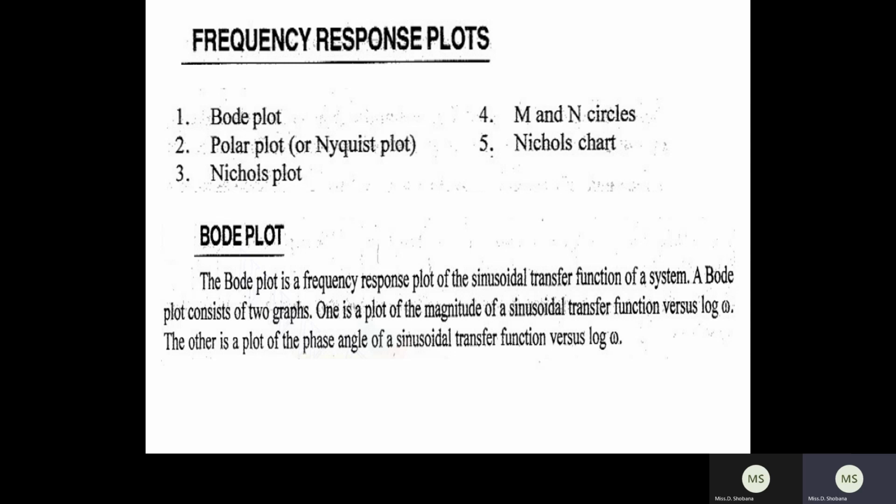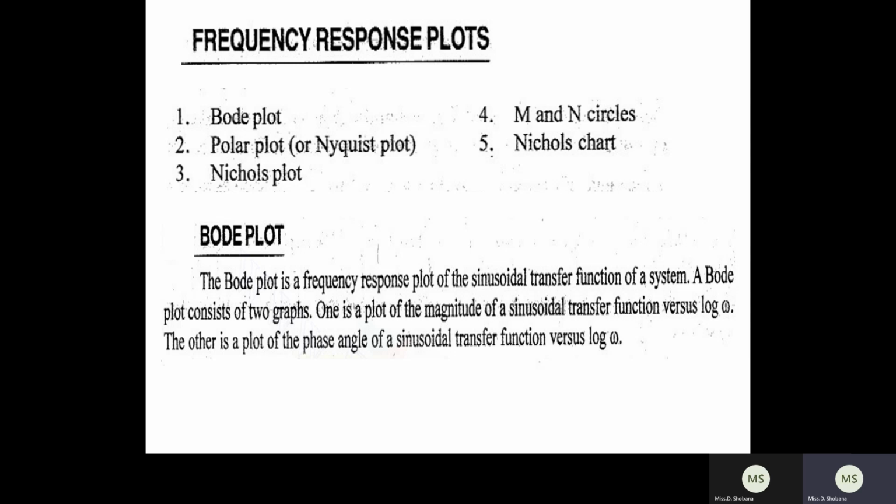And then we can go for the frequency response plots. We have various different types of frequency response plots: Bode plot, polar plot, Nichols plot, M and N circle, and Nichols chart. First we take the Bode plot. Bode plot is the frequency response plot of the sinusoidal transfer function. It consists of two graphs. One is the magnitude plot, drawn between the magnitude of the sinusoidal transfer function versus log omega. The other is the phase plot, drawn between the phase angle of the sinusoidal transfer function versus log omega. So this is about the Bode plot.